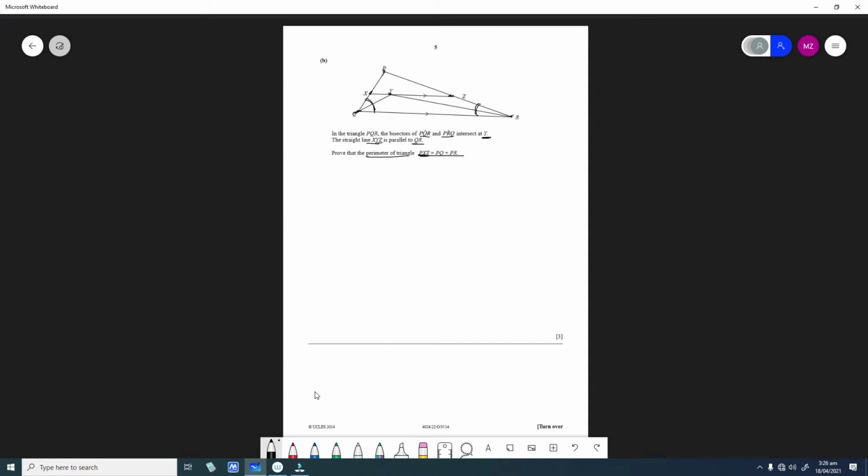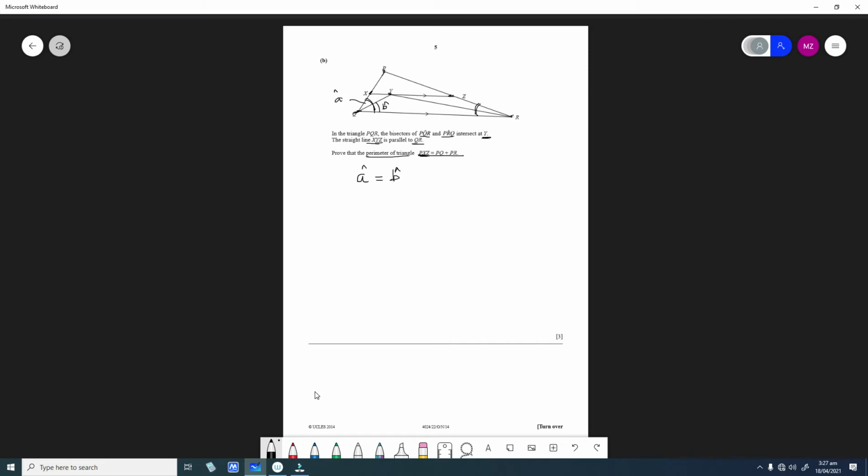Now, since QY is the bisector, this upper small angle may be represented with the small letter A, and this angle is represented with the small letter B. These two angles are equal because QY is the bisector. It is given in the question that QY is the bisector, therefore angle A is equal to angle B. So I can write it here as angle A equals angle B.